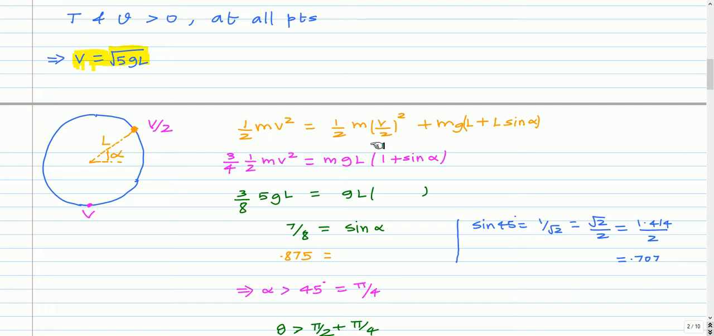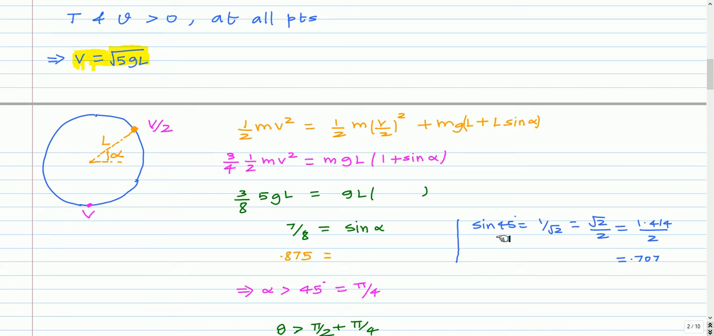So half m v square we can take it on one side. Here it is 1/4, so it is 3/4 of half m v square equal to mgL into (1 plus sine alpha), and v is square root of 5gL. So using that we get this. m is cancelled on both the sides. Similarly gL will cancel, so we'll get the value of sine alpha as 7/8, and 7/8 is 0.875.